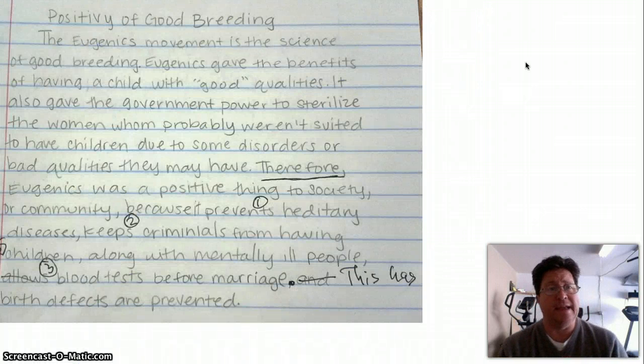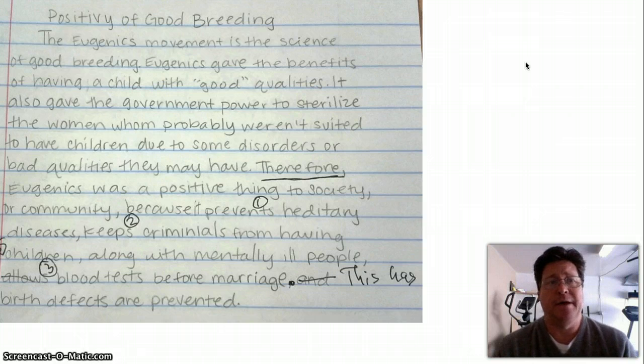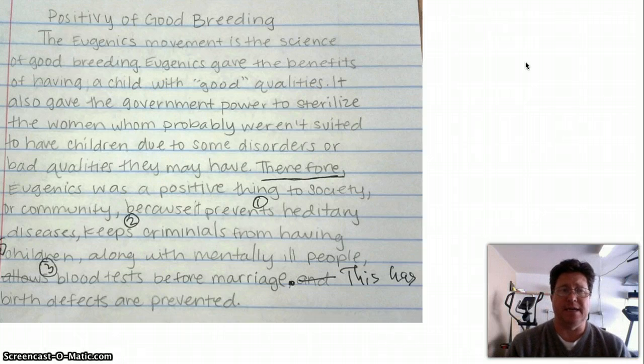This student, I like how they made up their own title, The Positivity of Good Breeding. I'm not sure if positivity is an actual word. If it is, it's certainly spelled wrong here. The eugenics movement is the science of good breeding. That's a definition. Yay! Eugenics gave the benefits of having a child with good qualities. Good in quotation marks. This is what we call foreshadowing. I'm betting that this student is going to write a positive essay about eugenics.